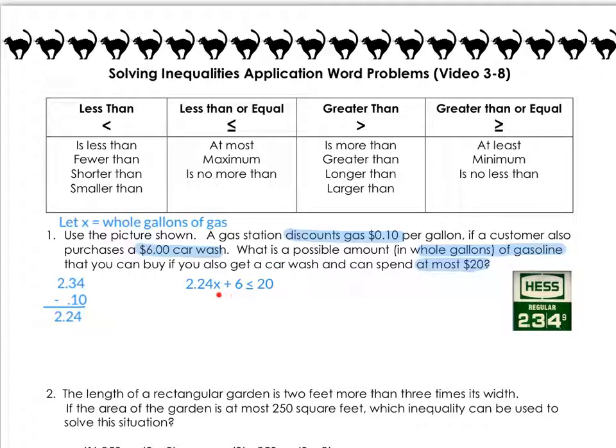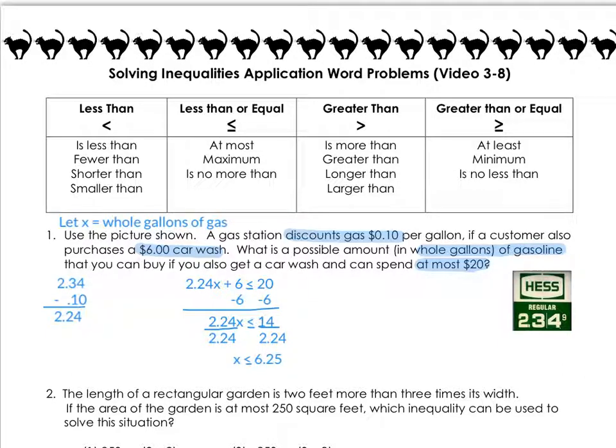So now I can solve this by starting with subtracting 6. And again, you can always think what's happening to x and do the opposite. So x is multiplied by $2.24, or 2 and 24 hundredths, and we're adding 6. So we're going to do the opposite in the opposite order. So first subtract 6. So now I have 2.24x is less than or equal to 14. I need to get x by itself, so divide by 2.24. And when we do that, we get x is less than or equal to 6.25.